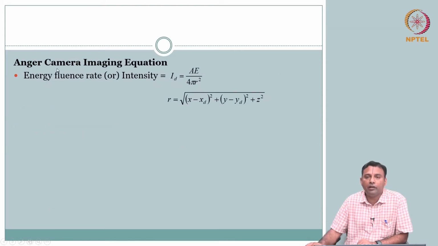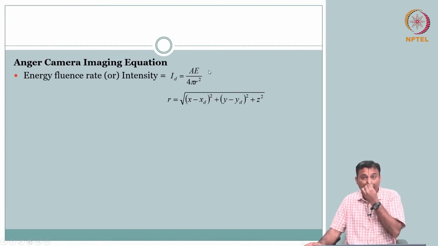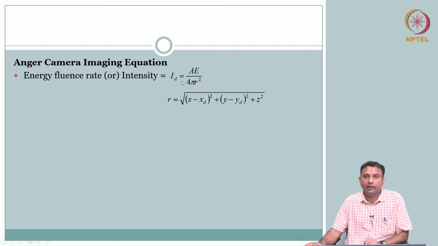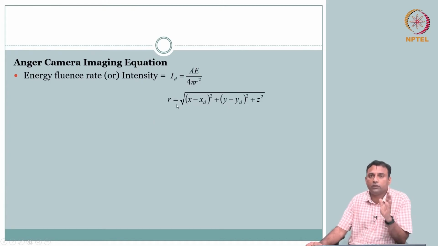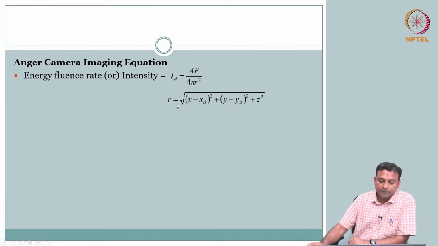So if you have the Anger camera, the equation, you can write the intensity as radioactivity times the number of photons, times E, energy per photon. So this would be your intensity falling on the detector, where R is just the distance from x, y, z to your location on the detector, x_D, y_D, 0. So that is from the source to the detector.